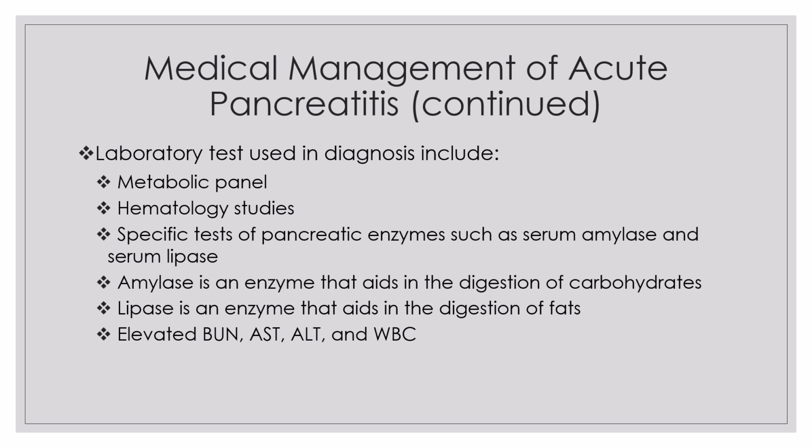Laboratory tests that are used to diagnose acute pancreatitis: the doctor will do a metabolic panel, hematology studies, and then some specific tests of pancreatic enzymes such as serum amylase and serum lipase. Amylase is an enzyme that aids in the digestion of carbohydrates, and lipase is the enzyme that will aid in the digestion of fats. And we can see an elevated BUN, AST, ALT, and a WBC.